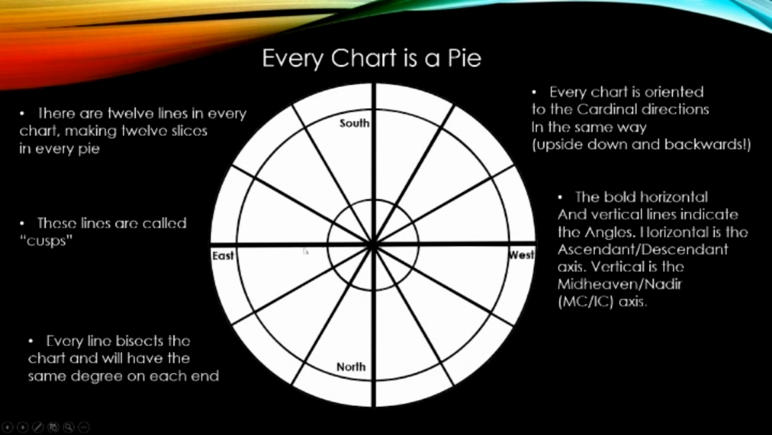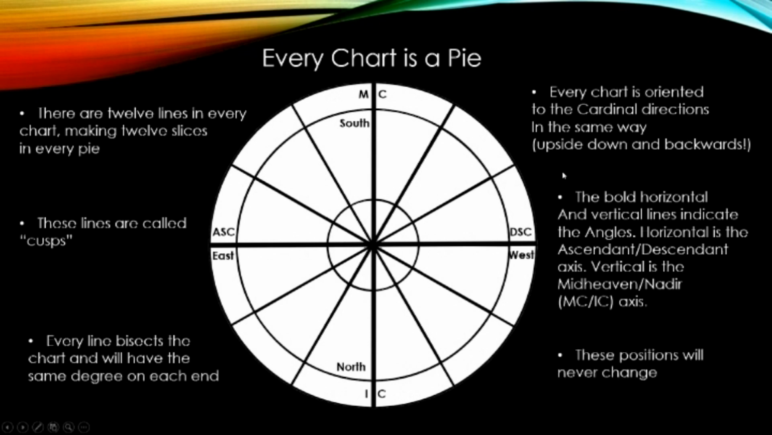The bold lines going across and up and down are called the angles. These are very important points in the chart. The horizontal line is the ascendant-descendant axis, with the ascendant on the east side. The descendant is the west. And the vertical line is the midheaven-nadir, or MC-IC axis. MC stands for Medium Caeli, and IC stands for Imum Caeli, which means the highest point and the lowest point of the heavens.